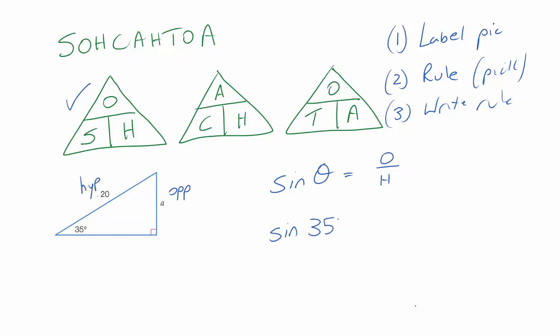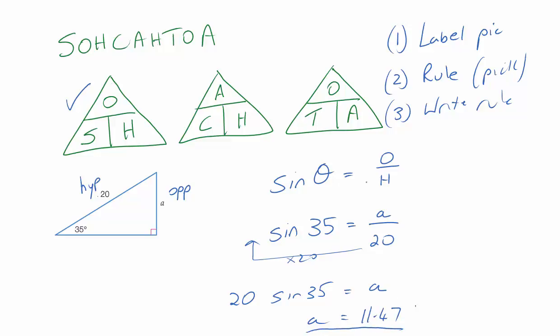So sine 35 is equal to opposite. Well, that's our A. We're not sure what that is. And hypotenuse, that's 20. Now, at this point, we want to get A by itself, so we want to move the 20 over. It's going to come over to this side, and the opposite of divide by 20 is times by 20, and that means we end up with 20 sine 35 is equal to A, and that's where you need your calculator, and that's 11.47.